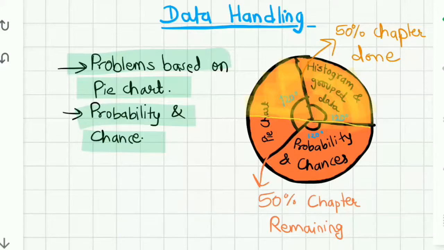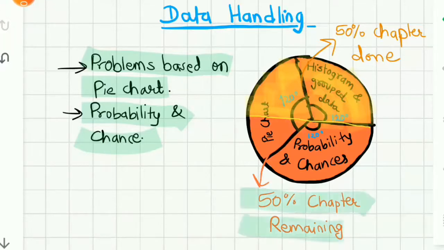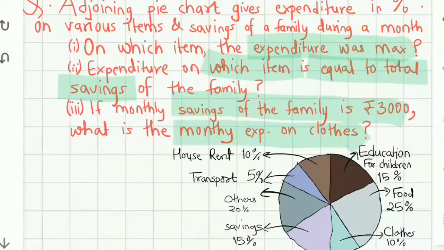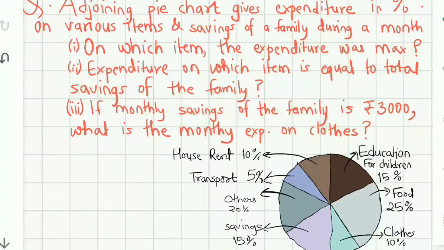What remains is problems based on pie chart and probability and chance and problems based on it. So all of this makes up the other half of the chapter. So let's get started. Now this is our question here.